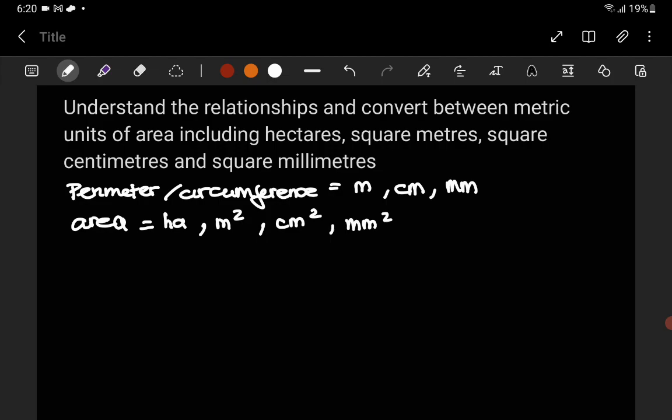The first one, hectare. This is the thing that you need to memorize. 1 hectare is equivalent to 10,000 meters square. Please take note of this.